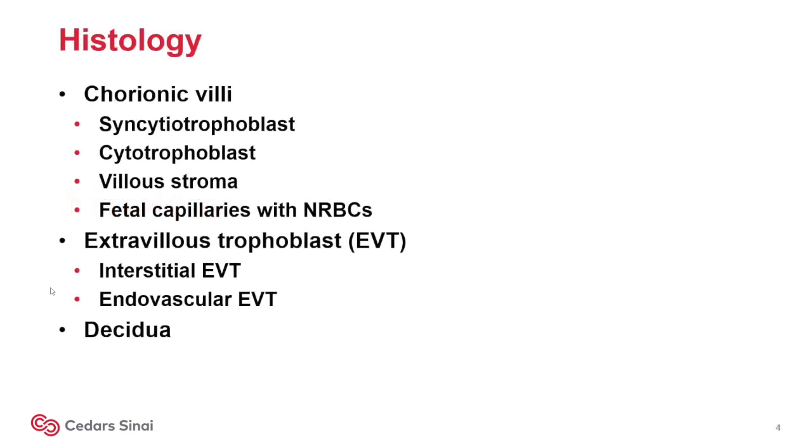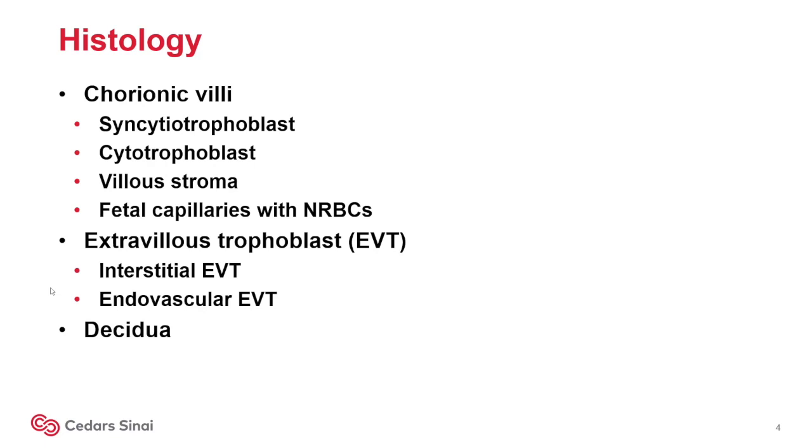Histologically, POC is comprised of the elements listed here. So that you're familiar with names, chorionic villi have an outer layer of syncytial trophoblast, an inner layer of cytotrophoblast that envelops the villus stroma that contains fetal capillaries, and in normal pregnancies at least there are nucleated red blood cells within those capillaries.